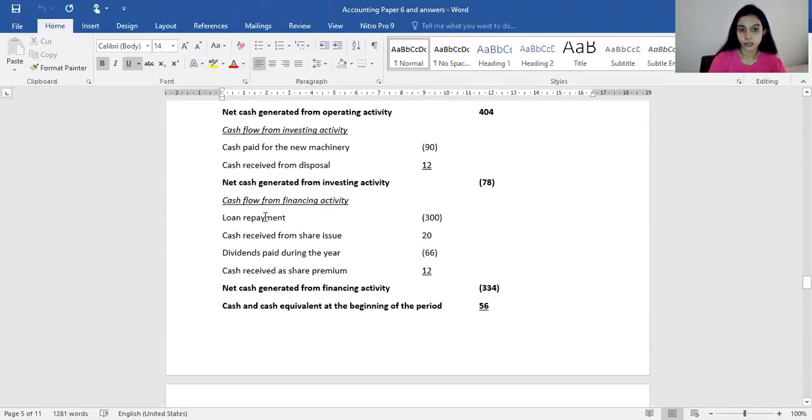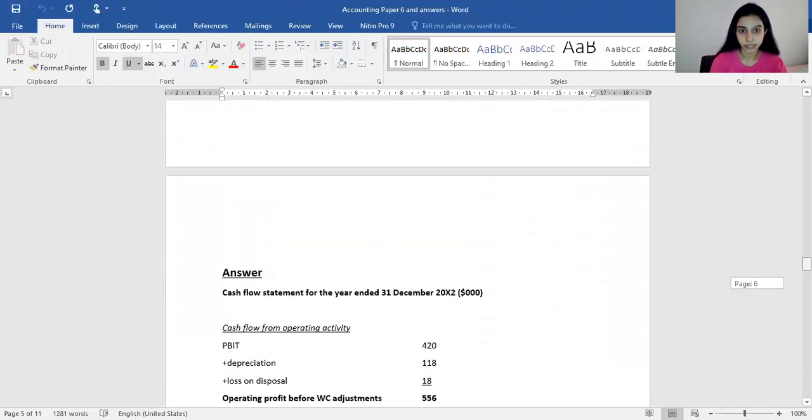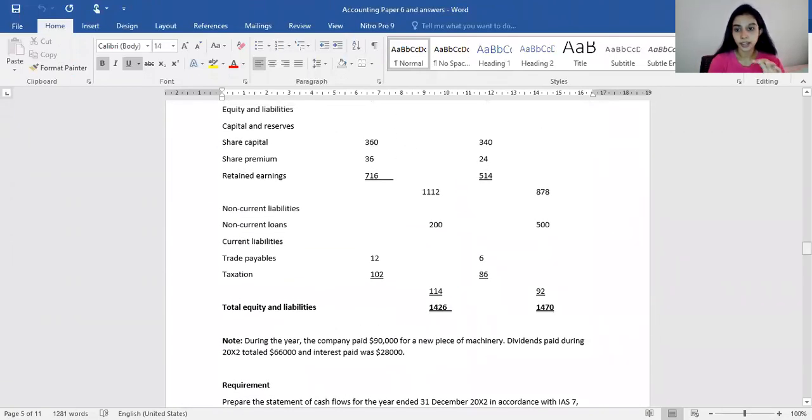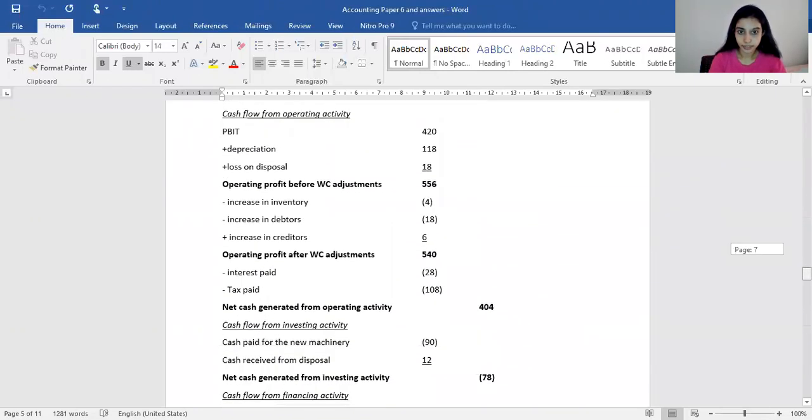So under the cash flow from financing activity, I've given dividends paid during the year 66 by balancing off that retained earnings account. And under non-current loans, we can see that the loan has been decreased from 500 to 200, which means the loan payment which is coming under the financing activity. And trade payables have been increased, so you have to add it under the working capital. And taxation, you can draw a T account and put the opening and closing balances, take the annual figure from the statement of profit or loss, and balance it off, and you can get the cash paid. So that's the adjustment there.